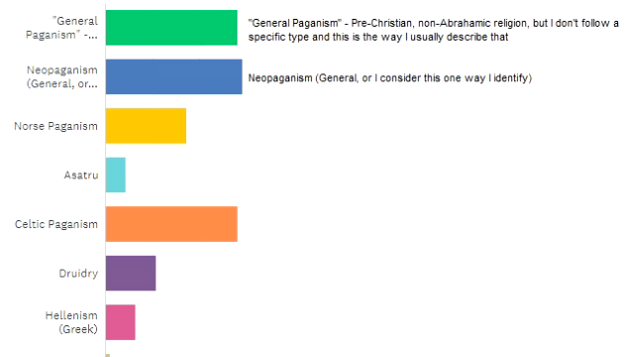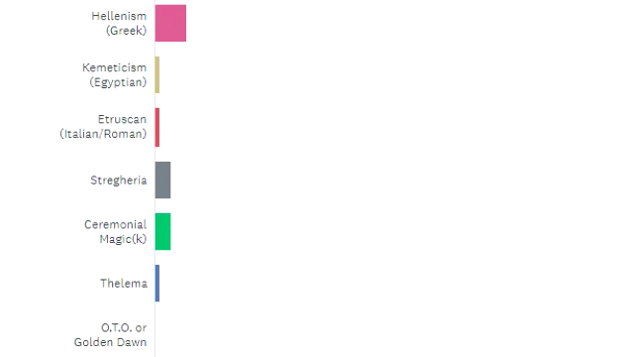I identified as pre-Christian, non-Abrahamic religion, but I don't follow a specific type, and this is the way I usually describe that. So general pagans, almost 30%. Very nearly 30%, like maybe 29%, answered general neo-paganism, or this is one way they identify. We've got Norse paganism, some Asatru, Celtic paganism also in the upper 20%, Druidry only about 11 or 12% there, Hellenism, Kemeticism, and Etruscan paths, a little bit there, Strega, ceremonial magic, about the same.